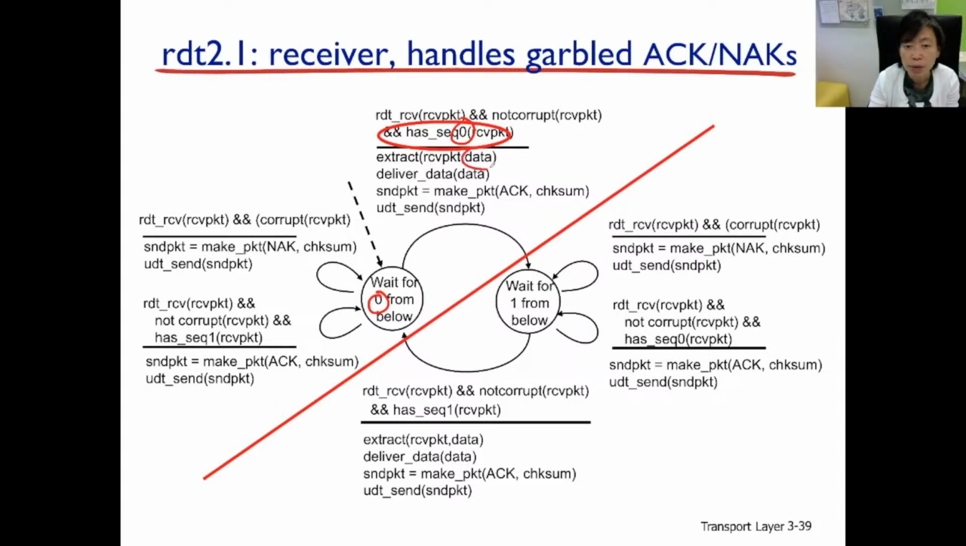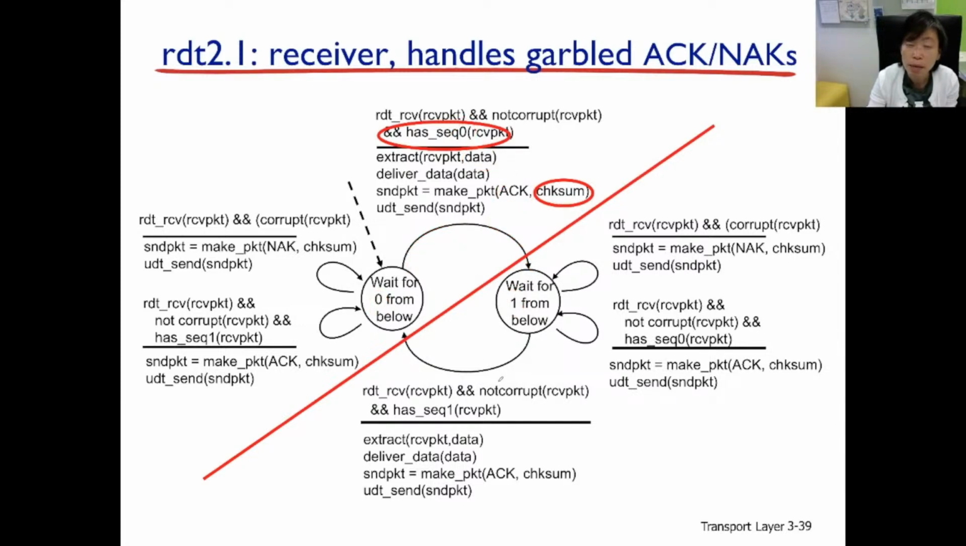Perfect. Let's extract the data, pass it up to the application layer, generate the ACK packet, but this time including the checksum. This is coded in RDT 2.1 because we are now assuming also ACK-NACK could be corrupted. So the checksum here enables the data center to check whether the ACK packet or the NACK packet is corrupted. So that ACK packet with the checksum will be generated and sent back. All right, straightforward. And we move to the new state, wait for 1 from below.